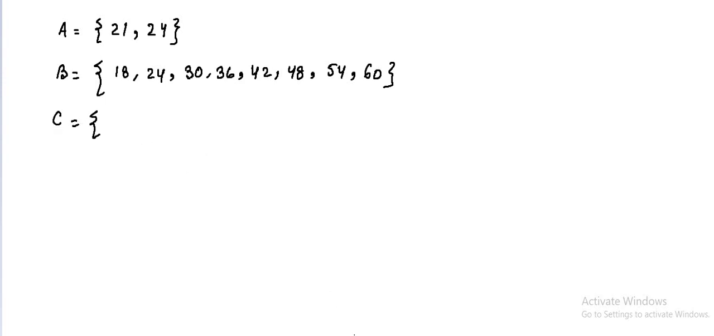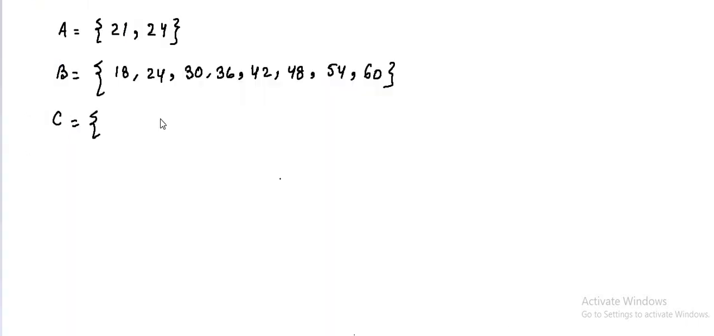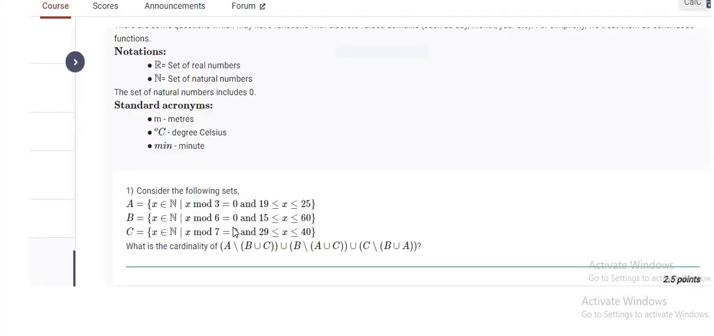Let's create set C. The condition for set C is that it must be a multiple of 7 and the range must lie between 29 and 40. So we will find that C has only one element, which is 35. Let's find some of the terms given in this expression, such as B union C, A union C and B union A. After that we will find A difference of B union C, B difference of A union C and C difference of B union A separately, and then we will take the union of them, and after taking the union we will see how many elements there are in the overall set.